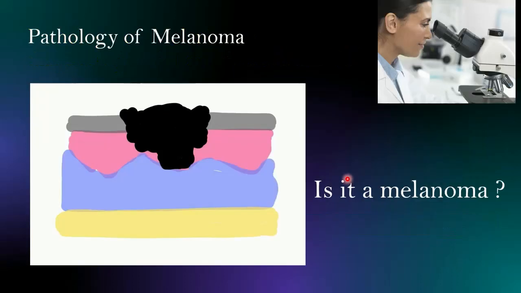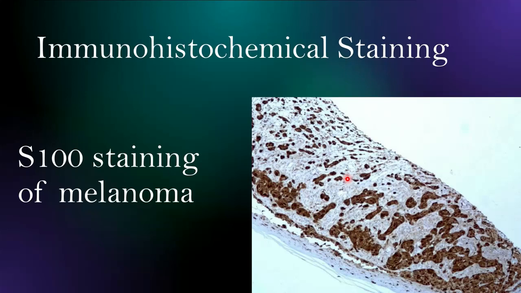Now coming to, suppose we have sent the biopsy. What is the pathological viewpoint of it? What does the pathologist see, or what is the pathology of melanoma? The first question they ask is, is it a simple mole or is it a melanoma? For that, routine staining with hematoxylin and eosin may not completely help. To confirm it, we have to go for an immunohistochemical staining.